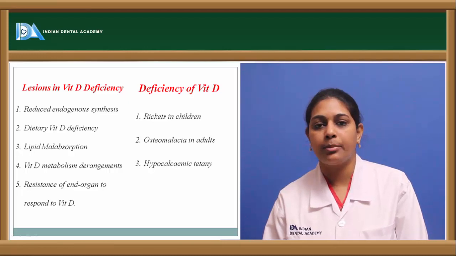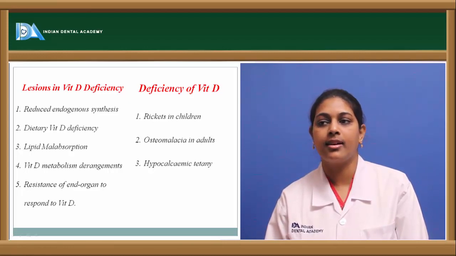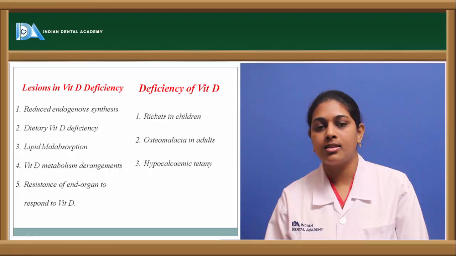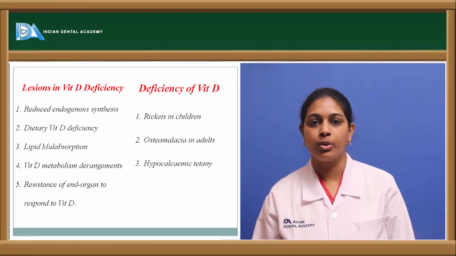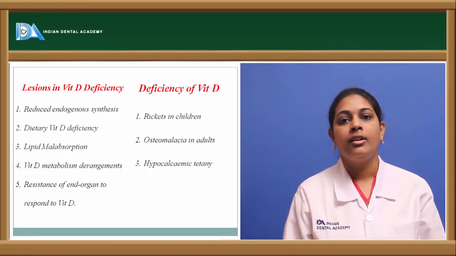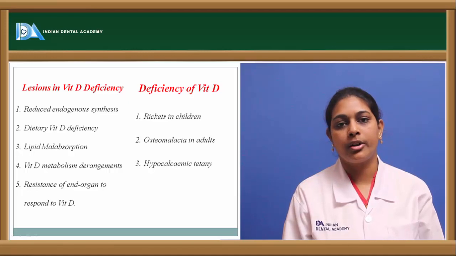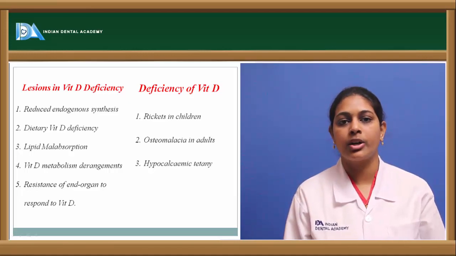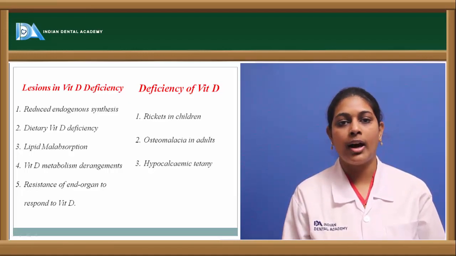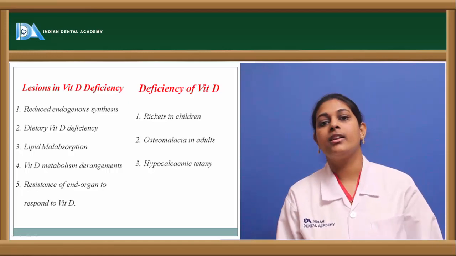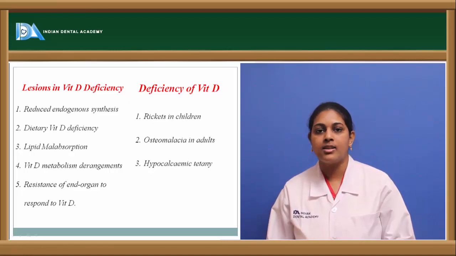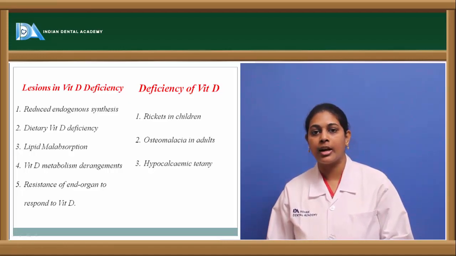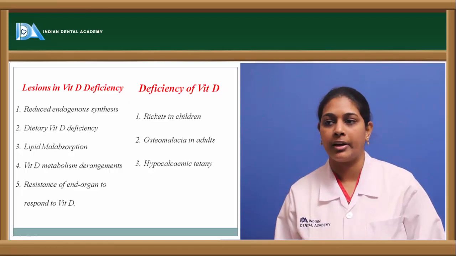Coming to the lesions in vitamin D deficiency, usually we see reduced endogenous synthesis, since vitamin D, once absorbed from the sunlight or taken into the body through an exogenous source in the form of food, is supposed to be converted into its active form, in the liver as calcidiol and in the kidney as calcitriol. So there is reduced endogenous synthesis when there is inadequate exposure to sunlight or inadequate intake of vitamin D in the diet.